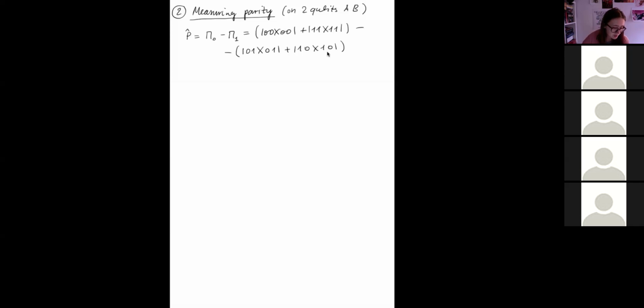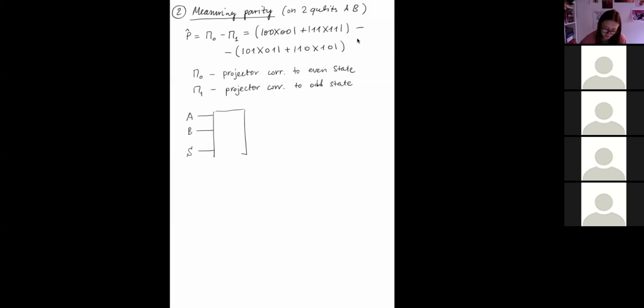Okay, so now the question is the following, and then pi 0 and pi 1 are these projectors, projector corresponding to even and projector corresponding to odd. Even state corresponding to odd state. And the idea here is to introduce a third qubit, which we call S. So we have these two qubits A, B. Then we have a third qubit S.